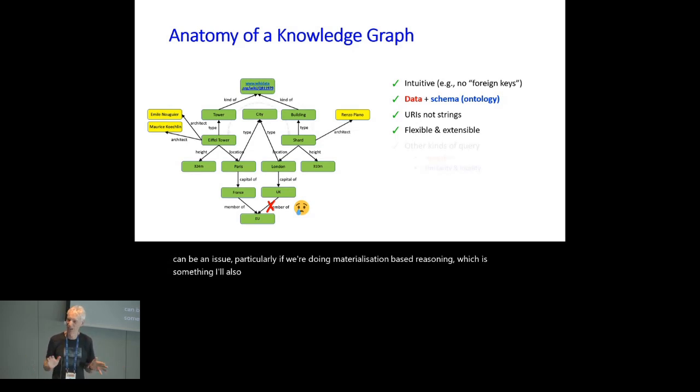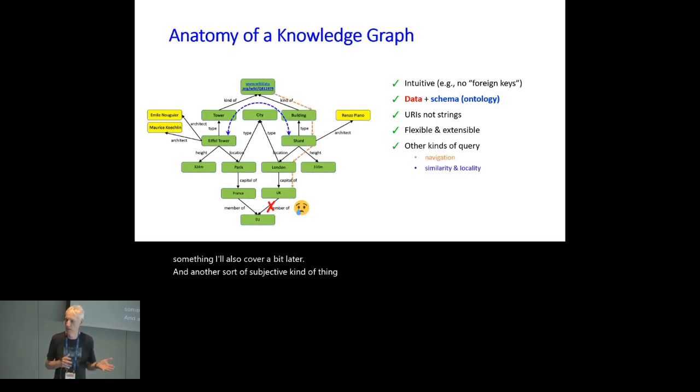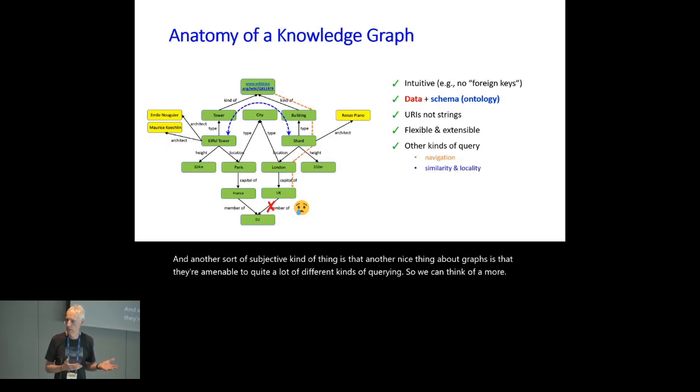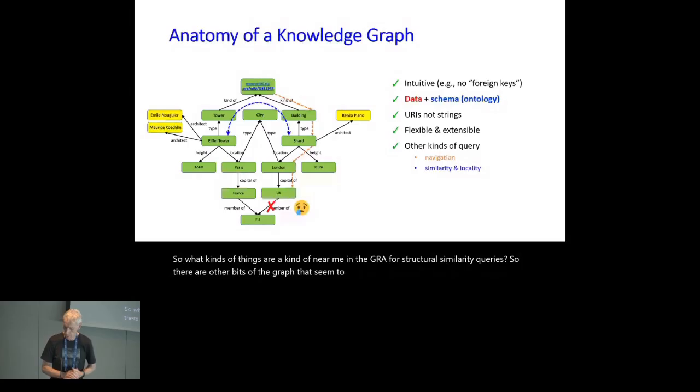Another sort of subjective thing is that another nice thing about graphs is that they're amenable to quite a lot of different kinds of querying. So we can think of a more structured query like the SPARQL language, which is very similar to SQL, but more oriented towards the graph structure. But we can also think about things like locality queries. What kinds of things are near me in the graph? Or structural similarity queries. There are other bits of the graph that seem to have a similar structure to this bit. And again, you could do something similar with relational databases, of course, but somehow it's more natural in a graph setting.